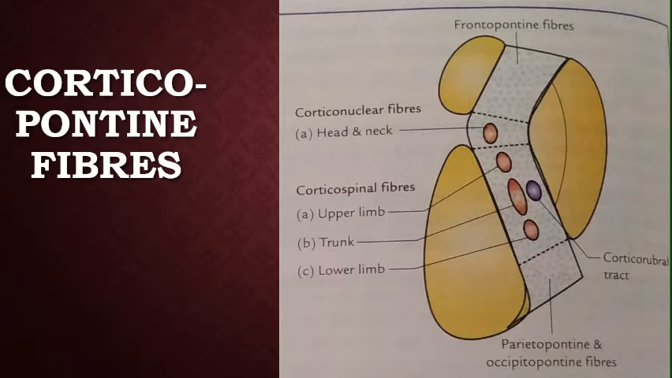So these are the three types of extrapyramidal fibers that arise in the cerebral cortex and relay in the subcortical gray matter. Most of the fibers occupy a position near the corticospinal fibers in the internal capsule. Strictly speaking, the extrapyramidal system occupies the posterior limb of the internal capsule.